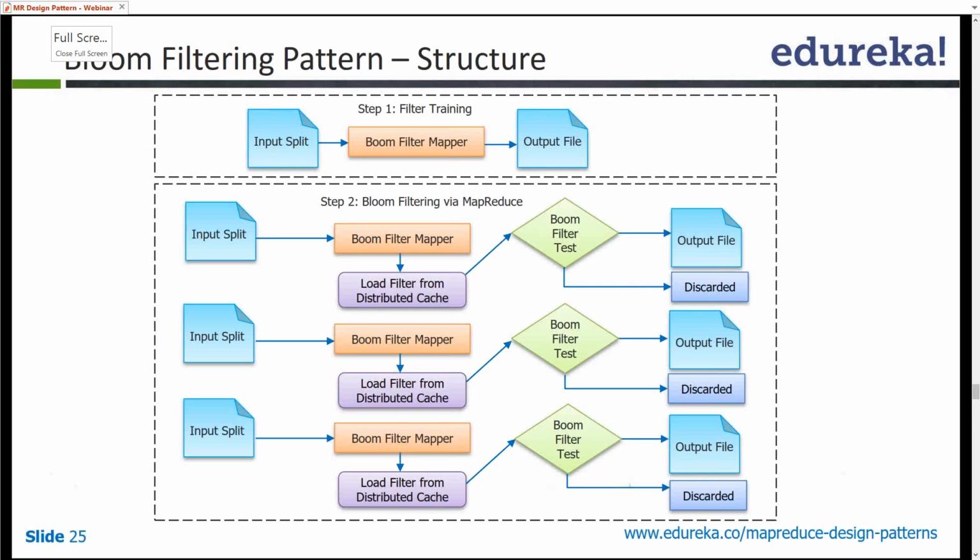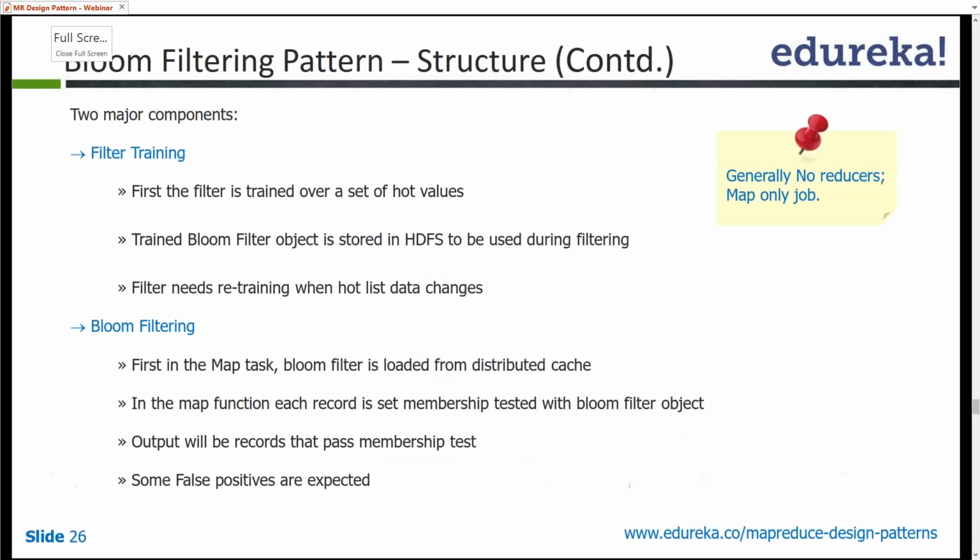In the Bloom filter mapper, we'll use a class which is provided by Hadoop. That is known by the Bloom filter itself. First, the filter is trained over the set of hot values. The trained Bloom filter object is stored in HDFS to be used during filtering. The filter needs retraining when the hot list changes.